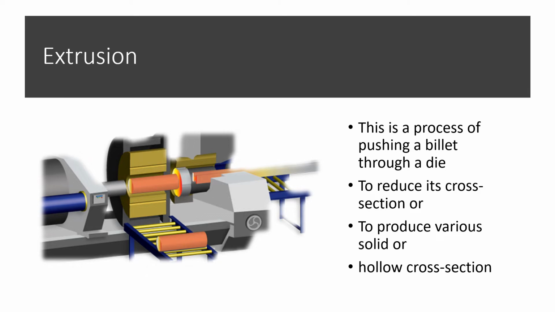And what we're doing is we're processing. So we push a billet through a die, and then we're going to reduce the cross section, and we're going to produce various solid and hollow cross sections. Since you're pushing a billet through a die, of course, you're making hollow products.